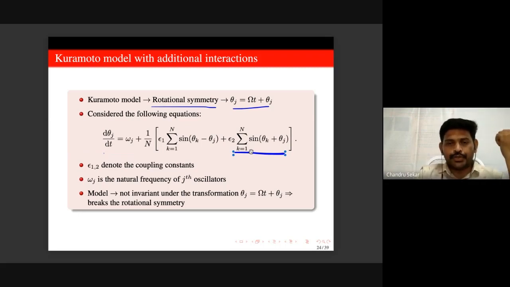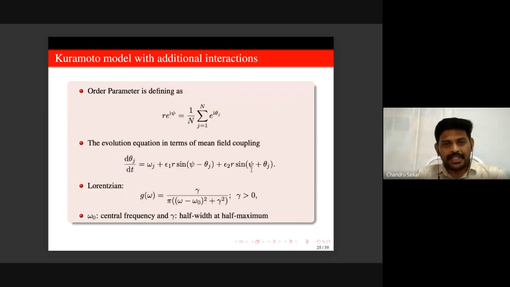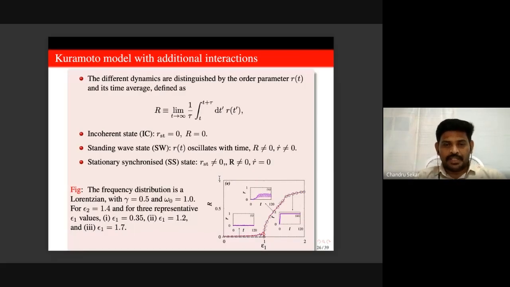We have also introduced the order parameter for the system and converted the coupled system into a mean field coupled system, and analyzed the same system for the Lorentzian distribution of the frequencies. Here gamma is the half width at half maximum of the distribution. Omega naught is the central frequency of the distribution. To get a global picture of the dynamics, we have introduced the time average order parameter, capital R.